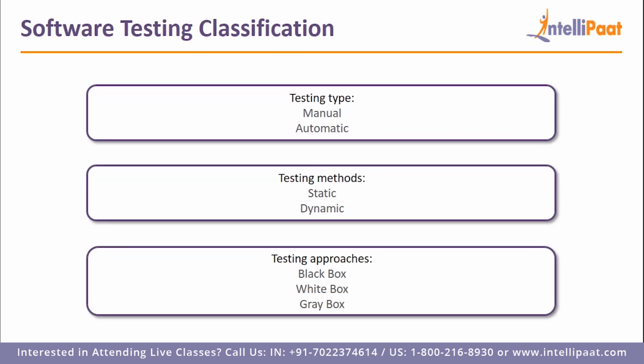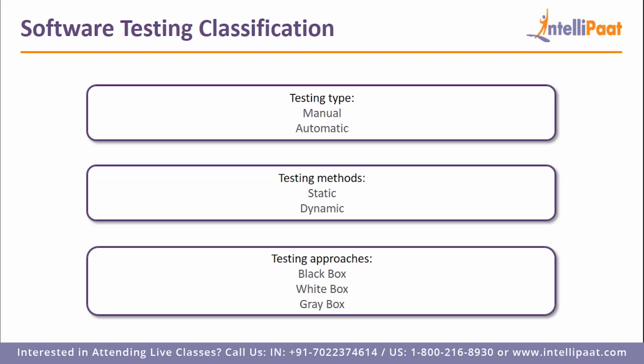Now let's see the software testing classifications. There's testing type, in which there's manual testing and automatic testing. Manual testing is self-explanatory. In manual testing, the tester tests all the test cases by himself. He writes them and then he tests them on the code. But in automatic testing, the tester just writes scripts that are standardized tests that are run on the application.